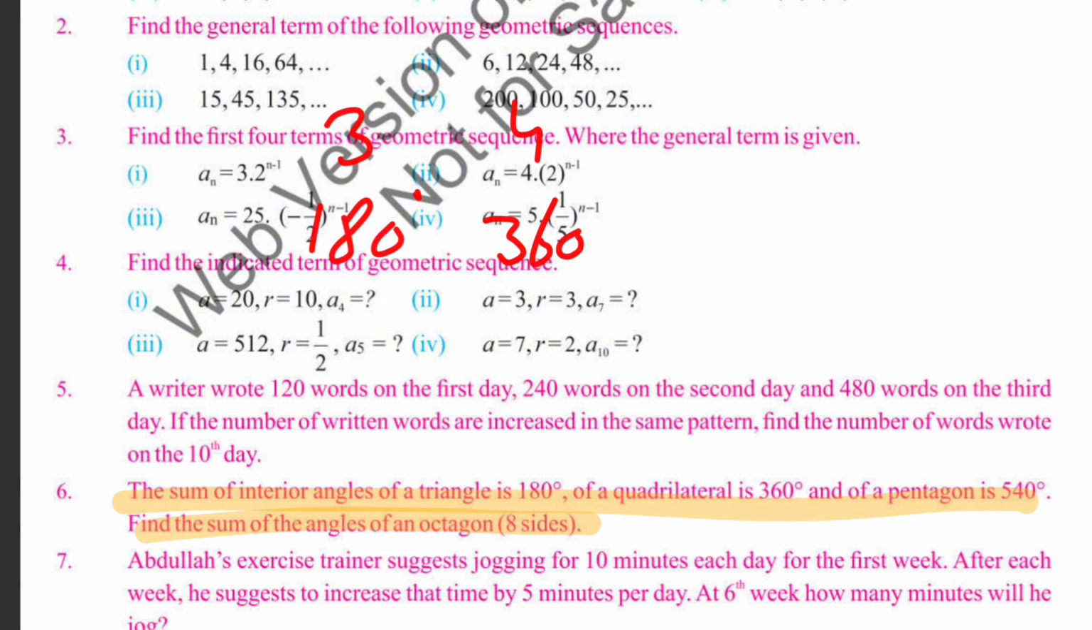And a pentagon is 540 degrees. Pentagon here is 5 sides and the angle sum is 540 degrees. Here is 5 sides. Find the sum of angles of an octagon. 8 sides. We find the 8-sided octagon.